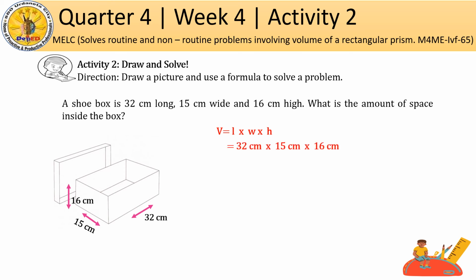So 32 centimeters times 15 centimeters times 16 centimeters. So what is the answer? Very good. 7,680 cubic centimeters. So 7,680 cubic centimeters is the amount of space inside the box.